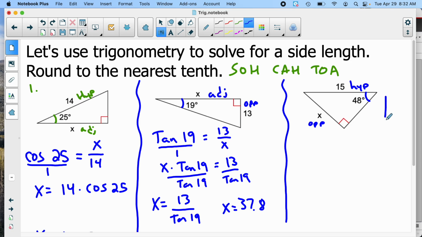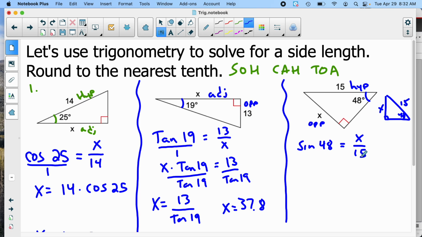do so. If you want to draw it this way, so there's your 48, there's your 15, and there's your x, maybe you can see it a little bit better. So this one is going to be opposite and hypotenuse. This one's going to be sine. So the equation I'm going to write is sine of 48 equals opposite over hypotenuse.